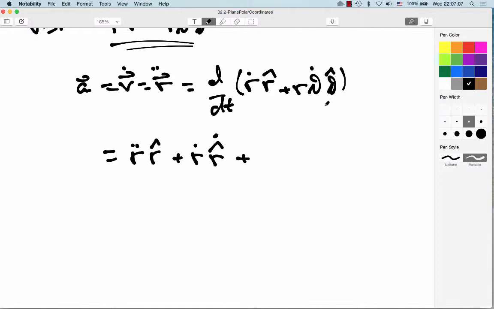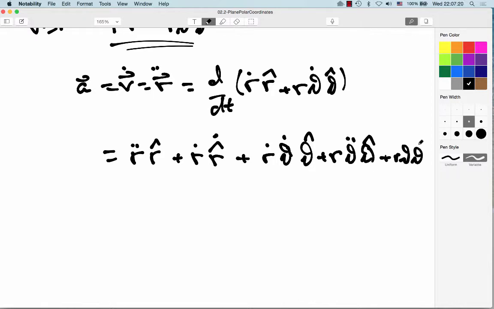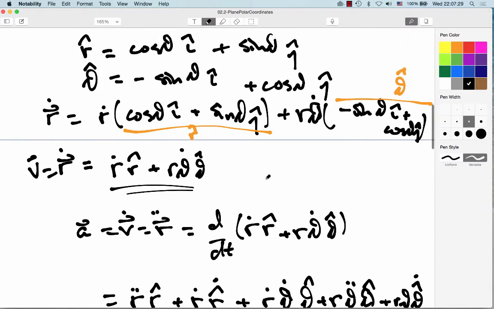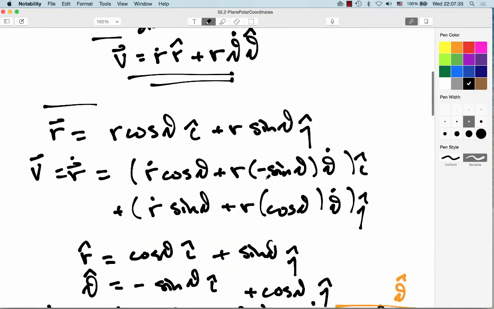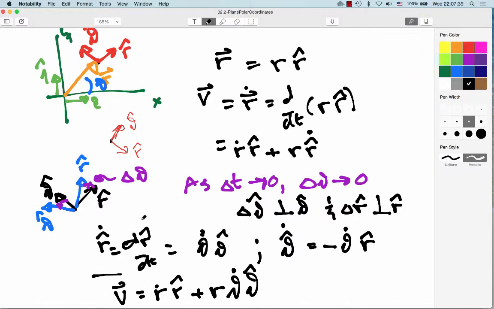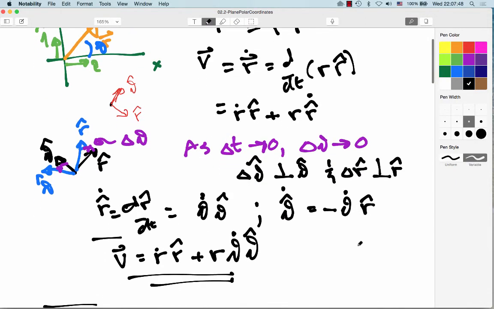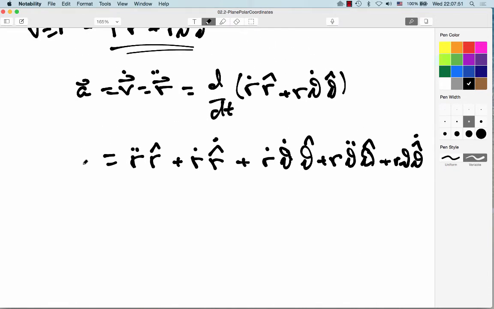And then we'll pick up three terms from here. We'll get an r dot theta dot theta hat plus an r theta double dot theta hat plus an r theta dot theta hat dot. Okay, and again we make the same kind of substitutions that we made before. Remember that we worked out here that r hat dot is theta dot theta hat, and that theta hat dot is minus theta dot r hat. So we'll substitute those in where we see them.